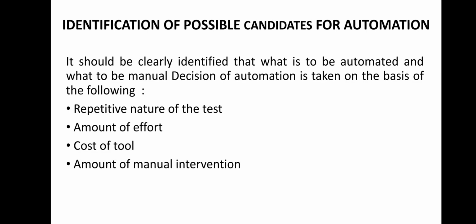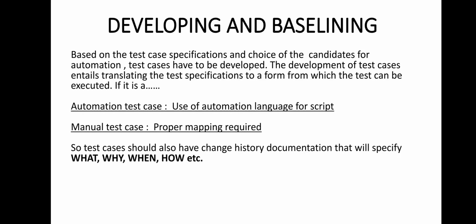Okay, it also depends upon the amount of manual intervention, that means how much effort manually should be there. So this is basically to classify the test cases in terms of manual or automated. The next step is developing and baselining. This is about the test cases, not about the test plan. The initial discussion was about baselining of test plan, which will be integrated with the configuration repository, but it is regarding test cases. So we have to identify the automated test cases as well as manual test cases.